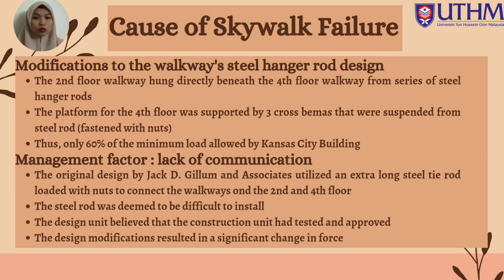The second floor walkway hung directly beneath the fourth floor walkway from a series of steel hanger rods. Moreover, the platform for the fourth floor walkway was supported by 3 cross beams that were suspended from steel rods and were fastened with nuts. This caused only 60% of the minimum load allowed by Kansas City building walkways.